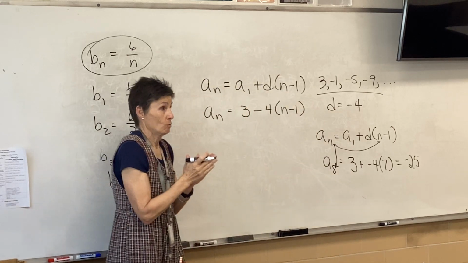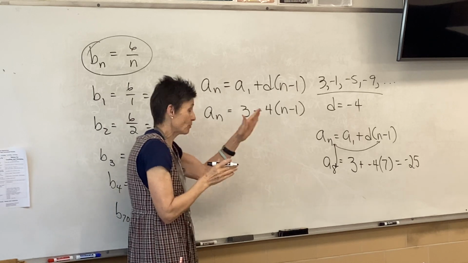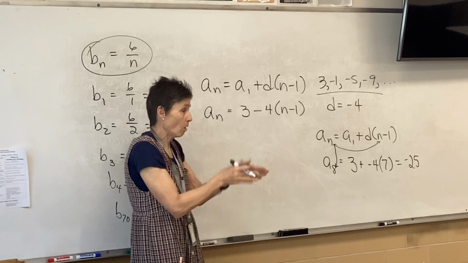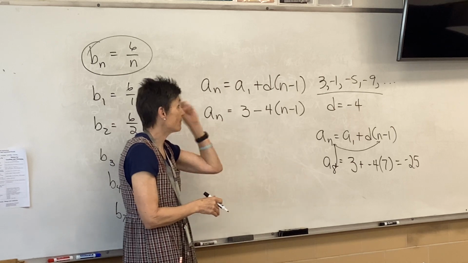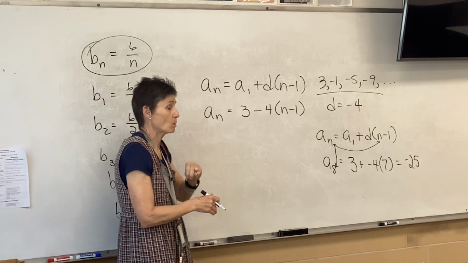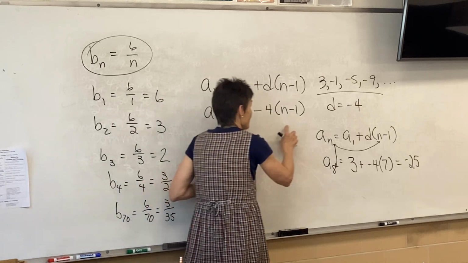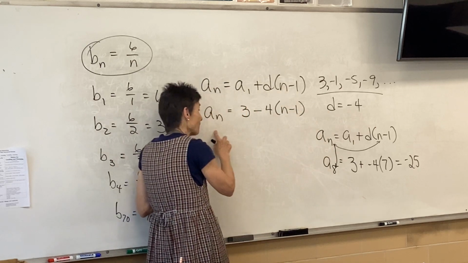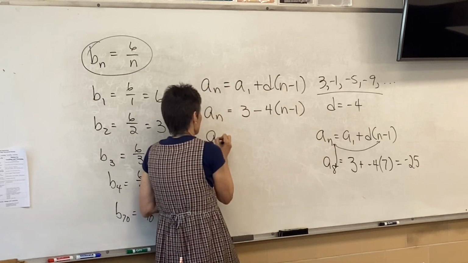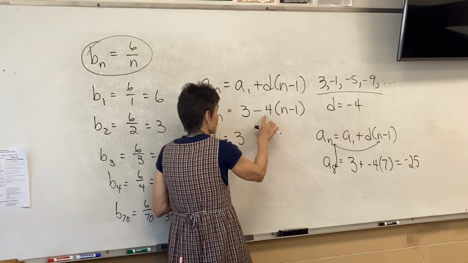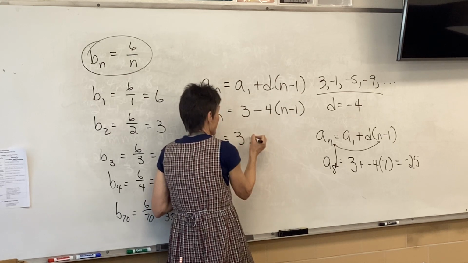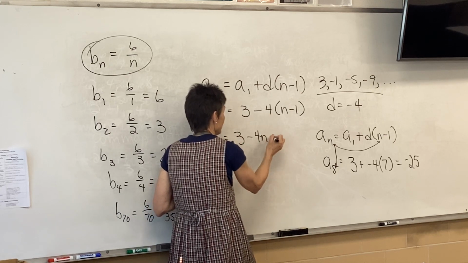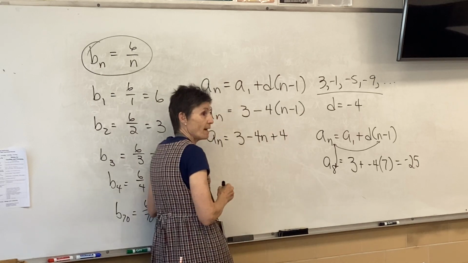That's all I know. I can figure other things out, but right now, all I know is that the first term is 3 and the common difference is -4. This is going to be our explicit formula after we clean it up. So, I'm going to distribute here. So this is gonna be minus 4n plus 4. Would you agree with that?